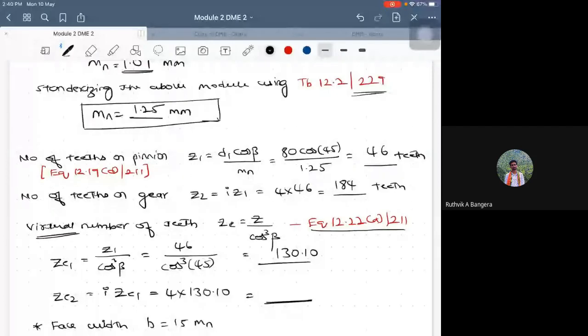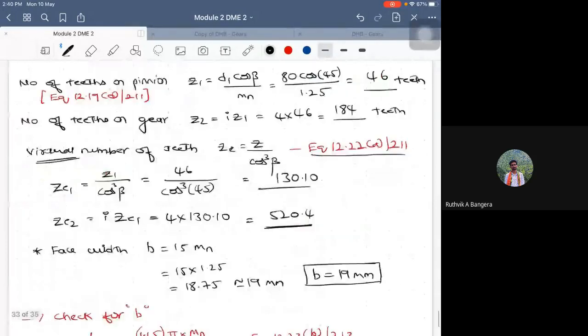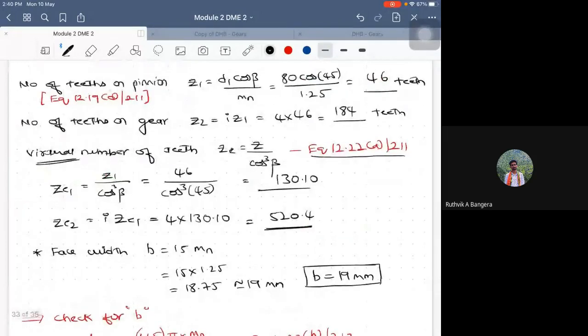So 413. Okay. So 520.4. So calculate this and keep it as it is. Now face width. So face width is 15 times the normal module, because B by Mn, we have assumed it as 15 there. So 15 into 1.25, that is 18.75 you would get. So approximately I have rounded it up to 19 mm.